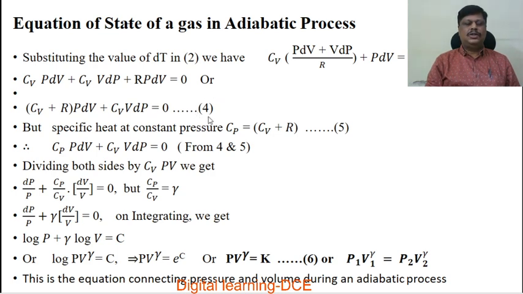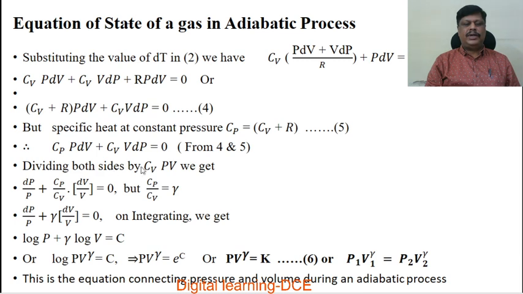And also we know that from Mayer's equation, specific heat at constant pressure Cp is equal to CV plus R. So substitute for CV plus R as Cp in equation 4, we get Cp into PdV plus CV into VdP is equal to 0. Call this equation 5.